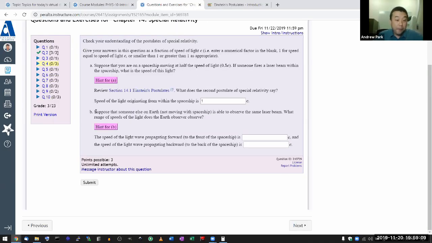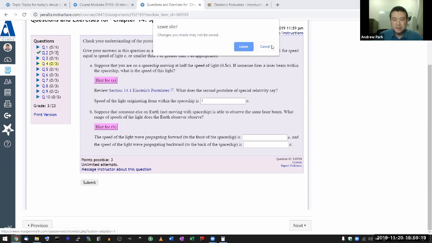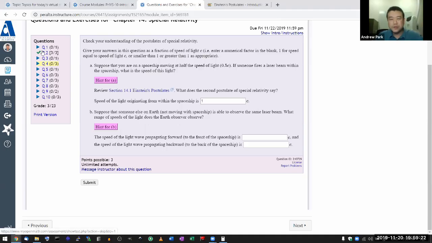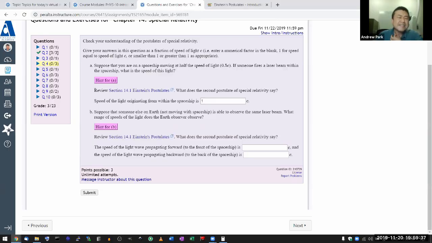Okay, part B. Suppose that someone else on Earth, not moving in the spaceship, is able to observe the same laser beam. So that's once again the light version of the part B question. What range of speeds of the light does the Earth observer observe? And here, I guess this is kind of a trick hint in that it might have led you to ignore this. But this is really what I want you to review and understand.